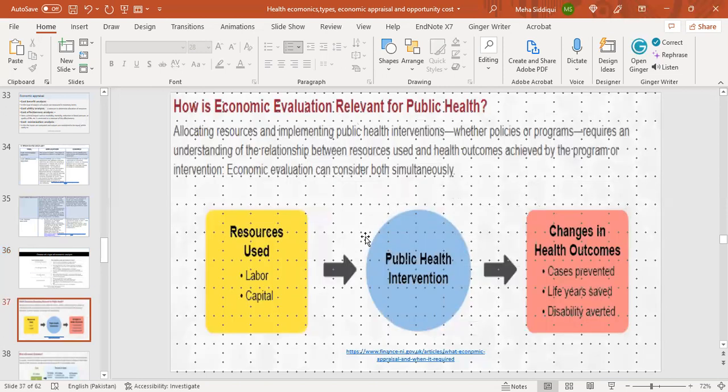Now, how is economic evaluation or analysis relevant for public health? Allocating resources and implementing public health interventions, whether policies or programs, requires an understanding of the relationship between the resources used, like labor and capital, and the health outcomes achieved, like cases prevented, life years saved, and disability averted, that are achieved by the program or intervention. So economic evaluation considers both simultaneously, like resource use and changes in health outcomes.